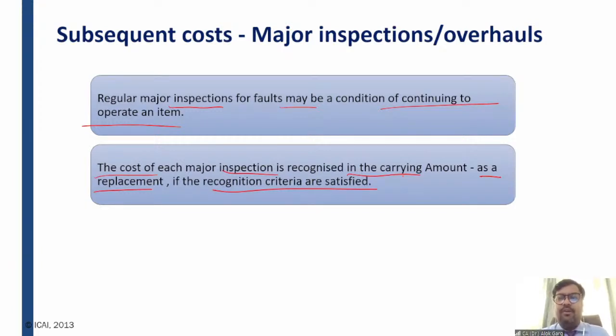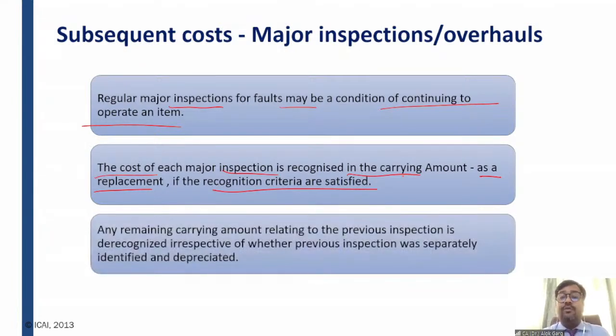If this inspection will not happen, this aircraft is not allowed to carry passengers. So of course, if the inspection happens, there will be a future economic benefit, and we are aware of the cost as well. Is it clear? So any remaining carrying amount relating to the previous inspection is de-recognized, irrespective of whether the previous inspection was separately identified and depreciated.